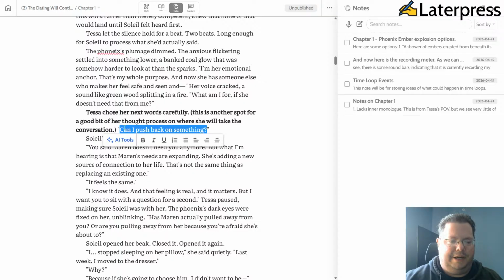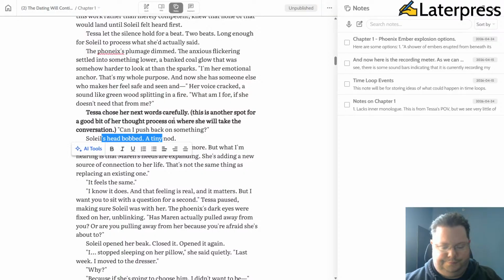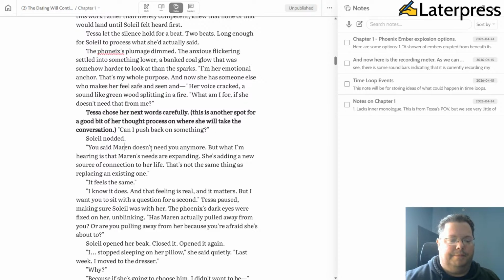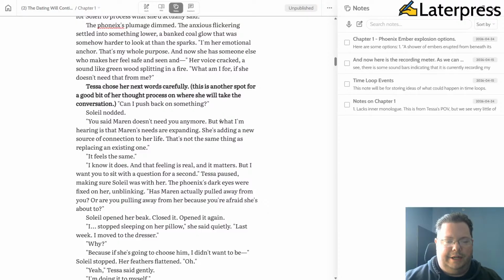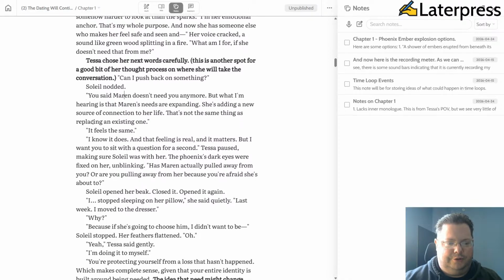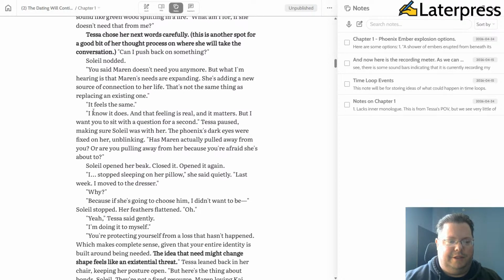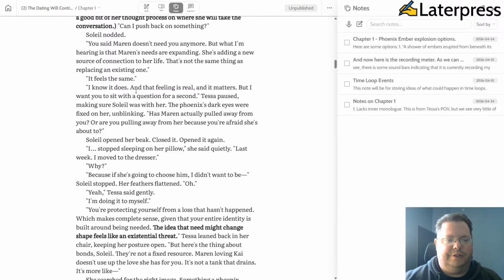So she asks, can I push back on something? Salil nodded, shortening that. You said Marin doesn't need you anymore, but I think what I'm hearing is Marin's needs are expanding. She's adding a new source of connection to her life. That's not the same thing as replacing an existing one. It feels the same. I know it does, and that feeling is real and it matters, but I want you to sit with a question for a second.